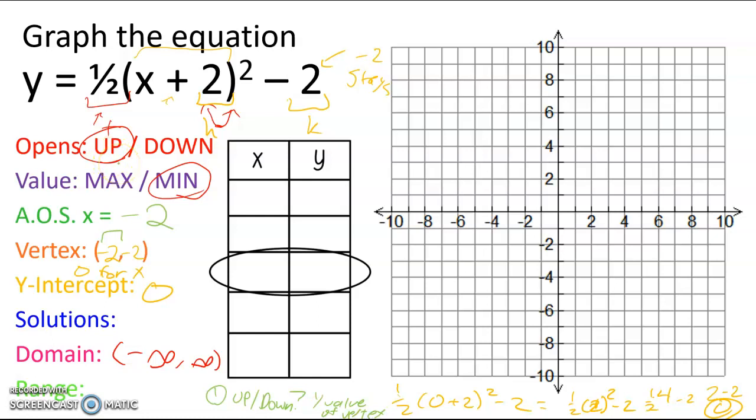Opens up, okay? If I know that it opens up, I'm going to have a positive infinity with a parenthesis, always a parenthesis around the infinity. Comma, all right, gotten that done. Find the y value of my vertex. Y value of my vertex is right here, which is negative 2, so I'm going to write negative 2 with a bracket symbol, okay? So that's my range.